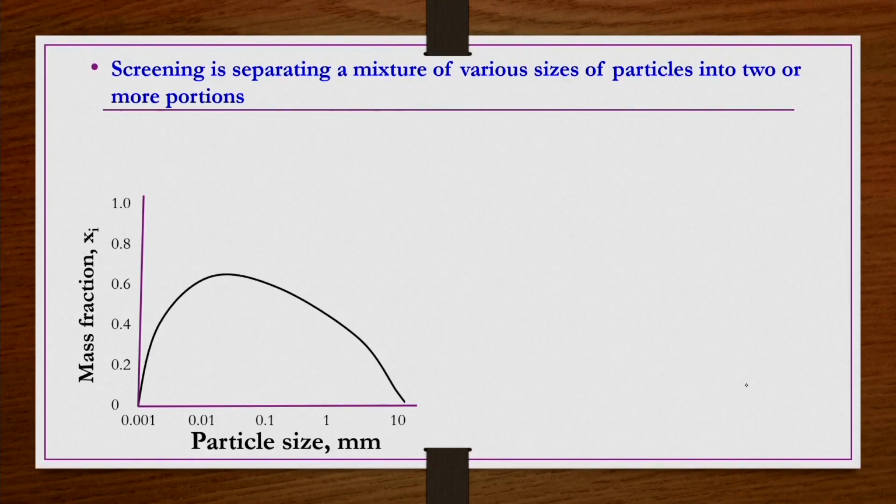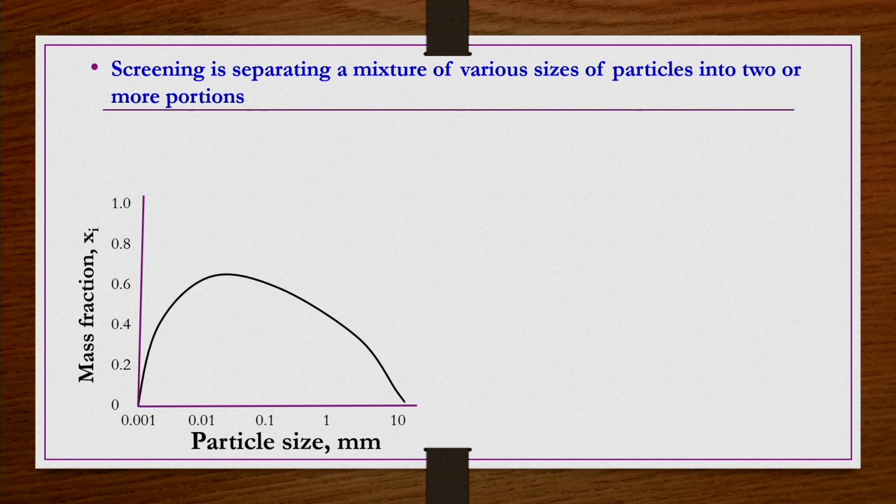Some particles may be a few microns in size, 1 micron or 10 microns, smaller particles. Some particles may be some centimeters, something like this. So, let us say I have drawn here mass fraction versus particle size in mm. You can see some particles are around 1 micron in size, and then some are 1 centimeter. So, the distribution is very wide, as you can see.